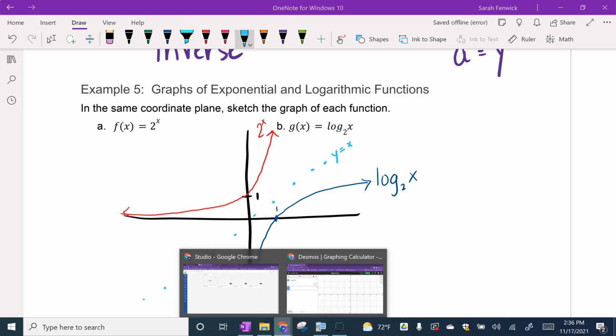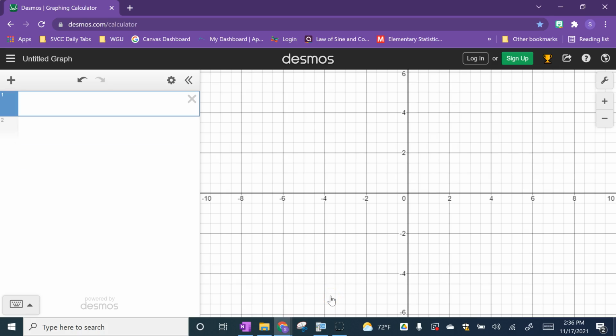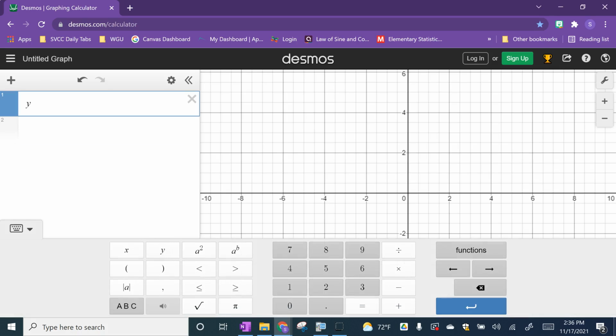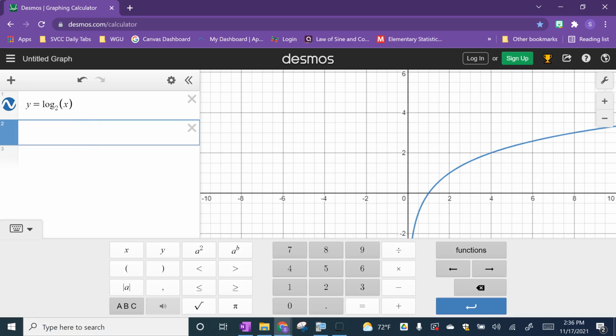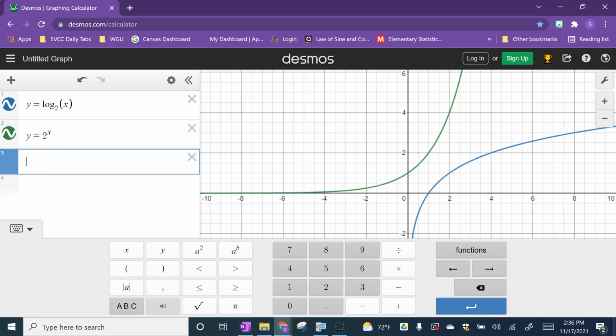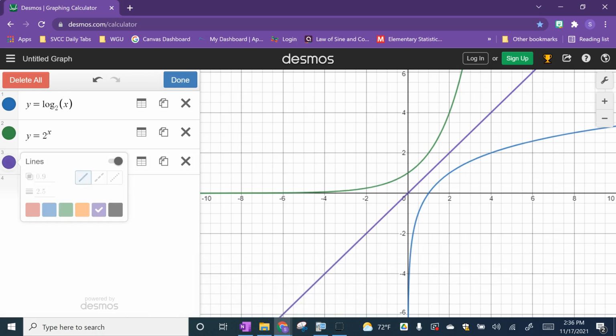If we were to look at Desmos, let's go back up here and put y equals log base 2 of x. Sorry, my screen doesn't want to take my information here. And then let's do y equals 2 to the x power. And then I also like to see y equals x, and I usually change it to a dotted line so you can kind of see that that's how the inverse functions work.